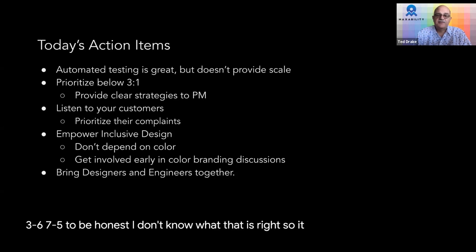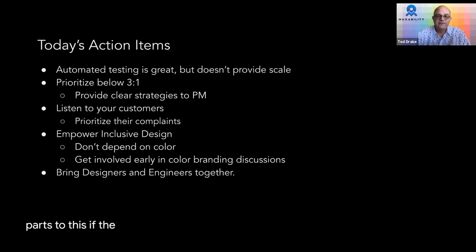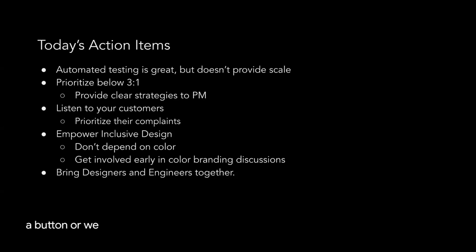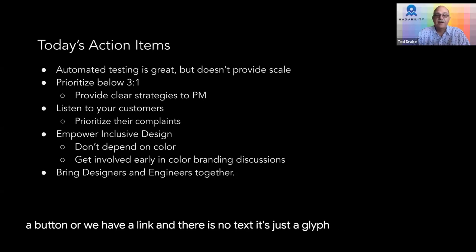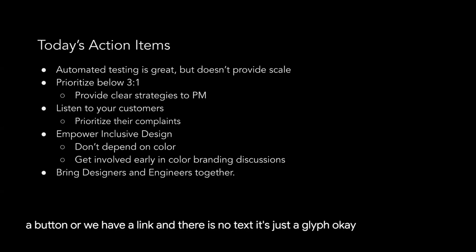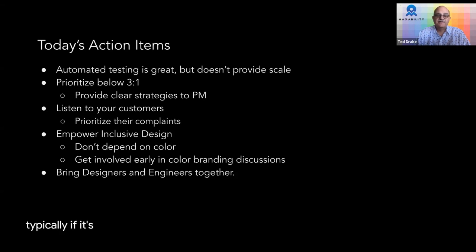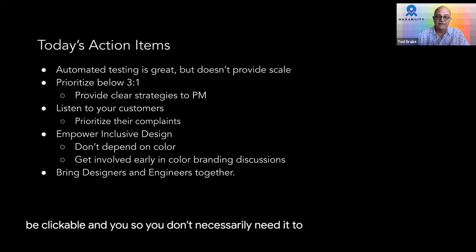So there's a few parts to this. If the glyph is the only thing in a link, so we have a button or a link and there's no text, it's just a glyph, typically, if you just see an icon on a page and you don't see any text, you sort of assume that icon is going to be clickable, and so you don't necessarily need it to have an underline.